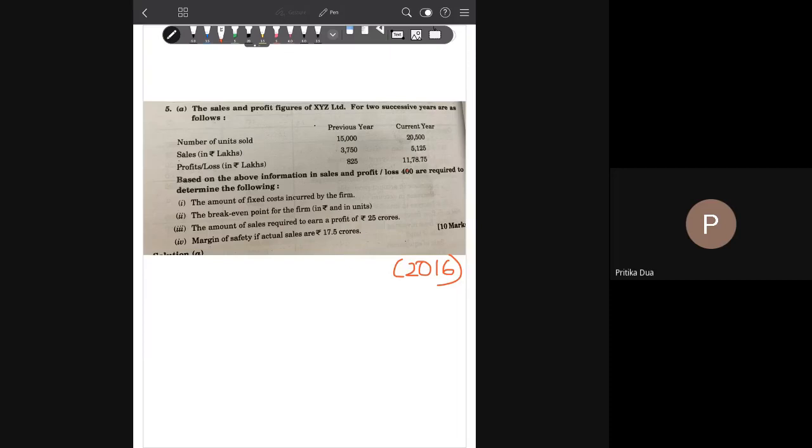Now, when you are given the data for 2 years, then your PV ratio is change in profit upon change in sales into 100. Rest everything remains the same. All the formulas are the same. Start solving this question. This came for 10 marks in 2016 main exam.